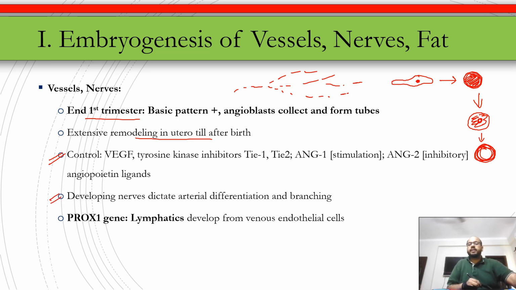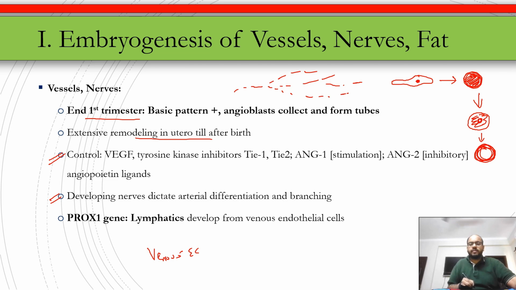Developing nerves dictate arterial differentiation and branching. So, multiple times it has been mentioned that the growing nerve will dictate how the adjacent artery is going to branch. Now, you have venous endothelial cells.